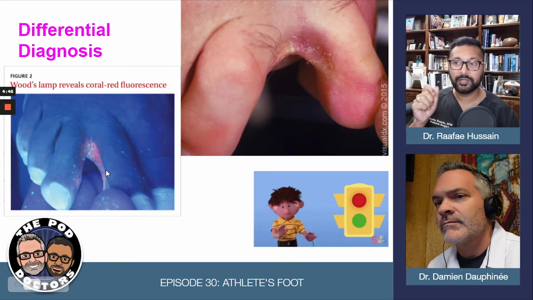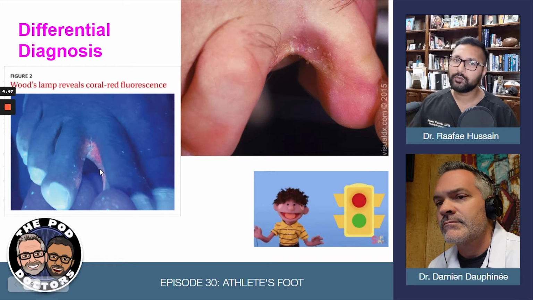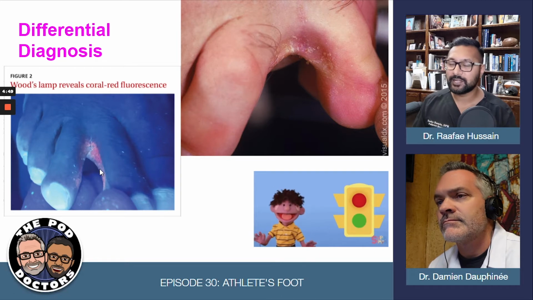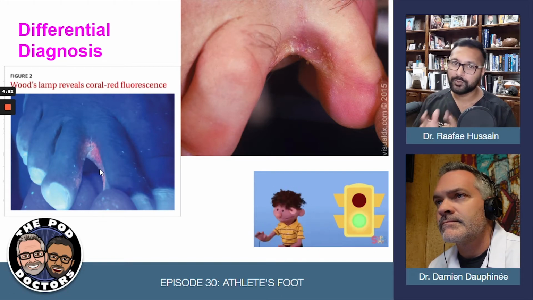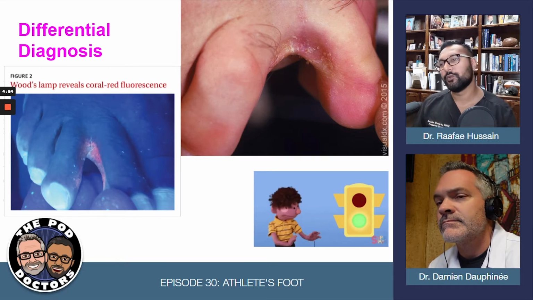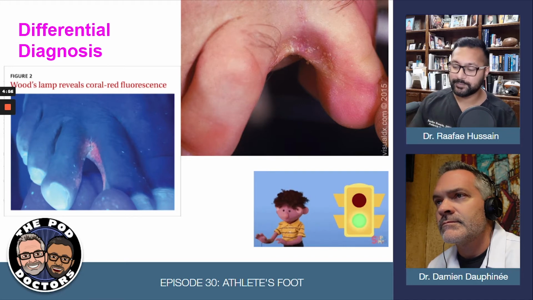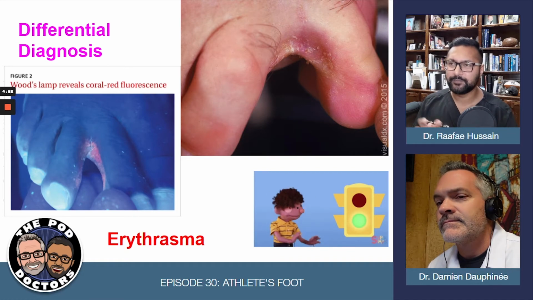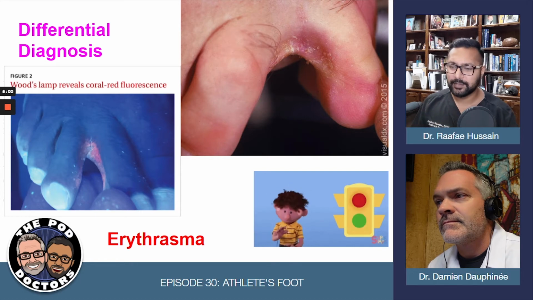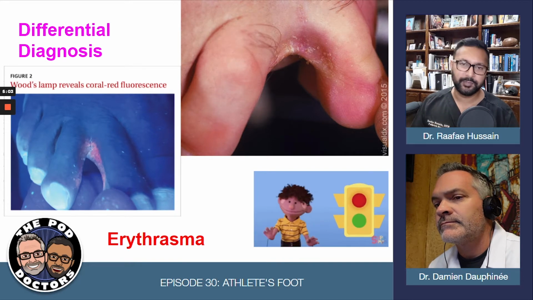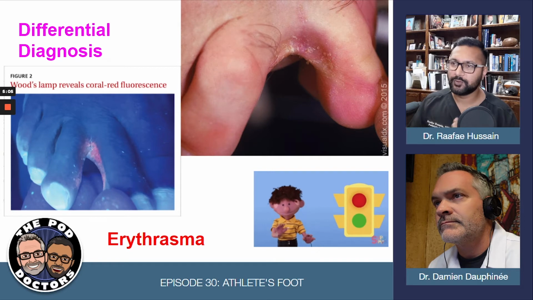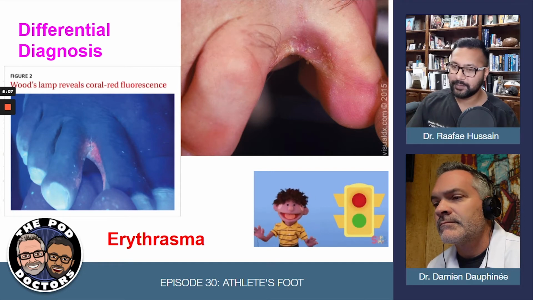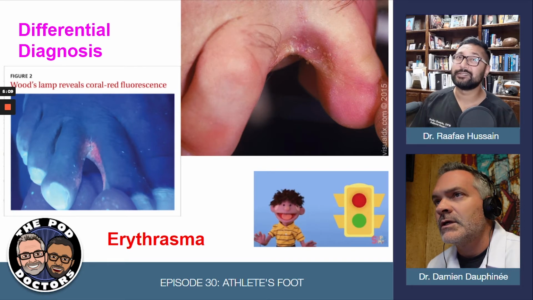And then when we use our Wood's light, that UV light, we see some coral red fluorescence coming off of there. So buzzword being coral red, if you guys are studying for your boards, that is erythrasma. Very itchy, very common. And we use erythromycin or whatever is available to take care of that. I guess you can pretty much use anything that's antiseptic.